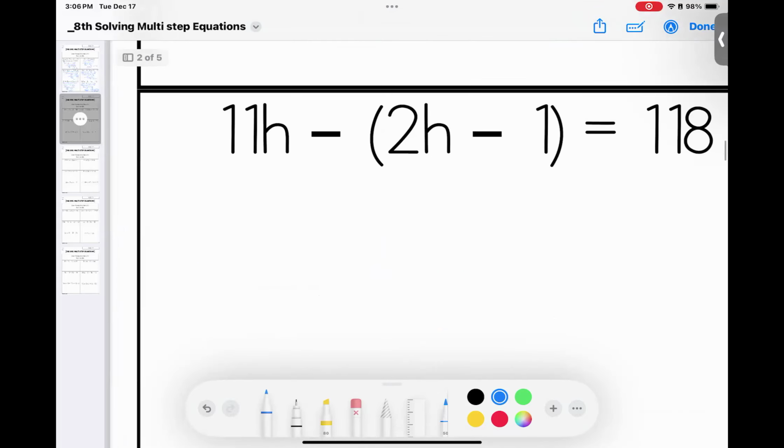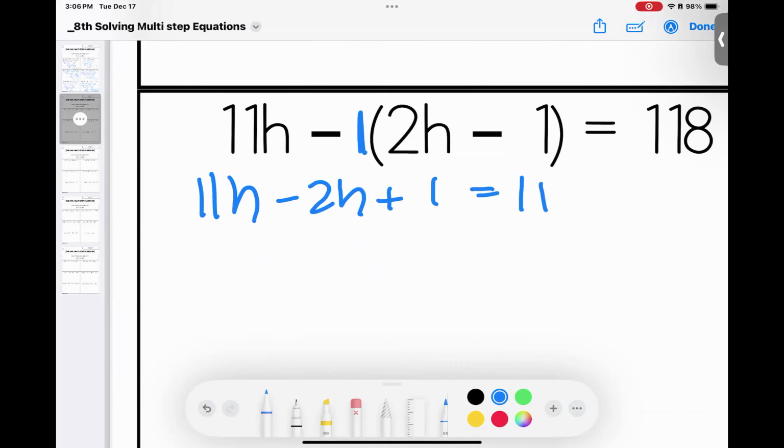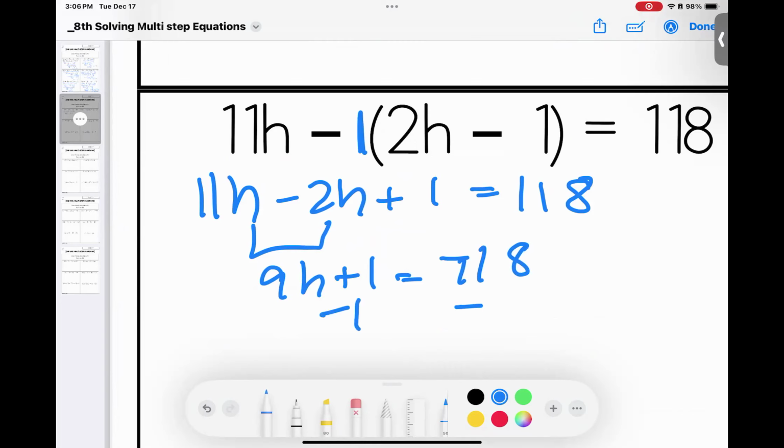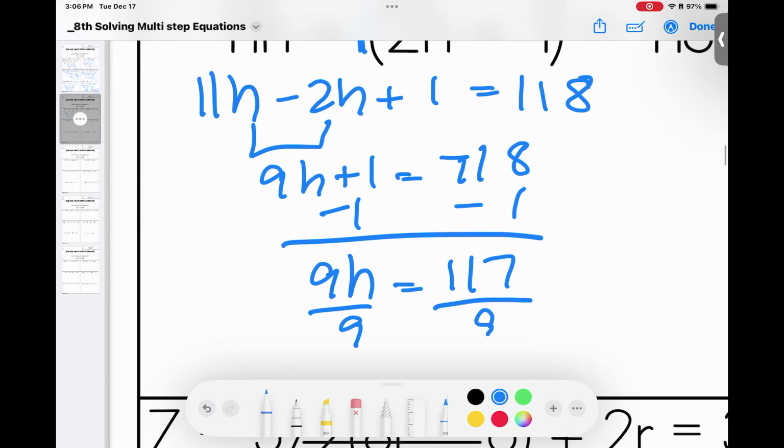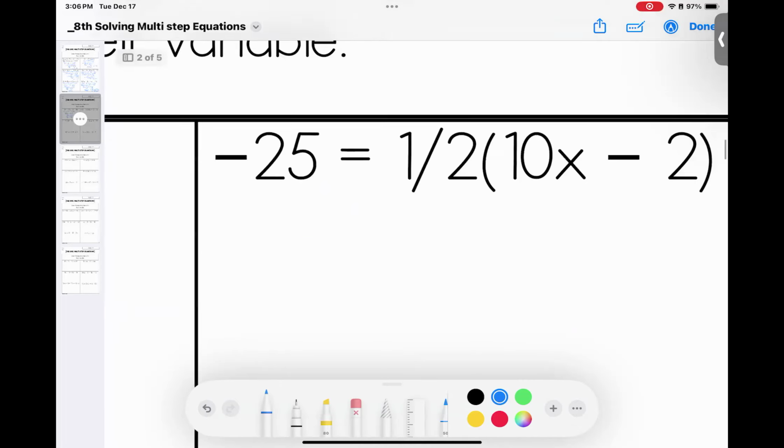Coming down here, treat it like a -1. 11h minus 2h plus 1. We have 9h plus 1. Subtract 1 from both sides. We have 9h is equal to 117. H is equal to 13. Headed over to number 2.